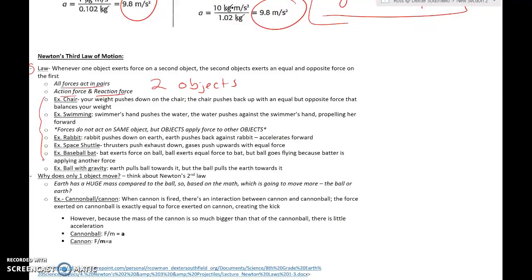So to get a little bit more complicated, swimming. When you're swimming in the water, your hand pushes against the water, and the water actually pushes back against the swimmer's hand, propelling him or her forward. So what we need to think about here is a chain of reactions. Water is not just one mass. It's actually millions and millions of water molecules.